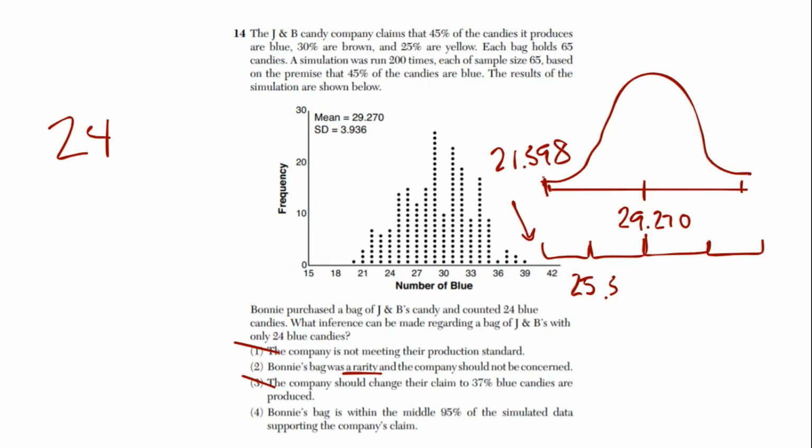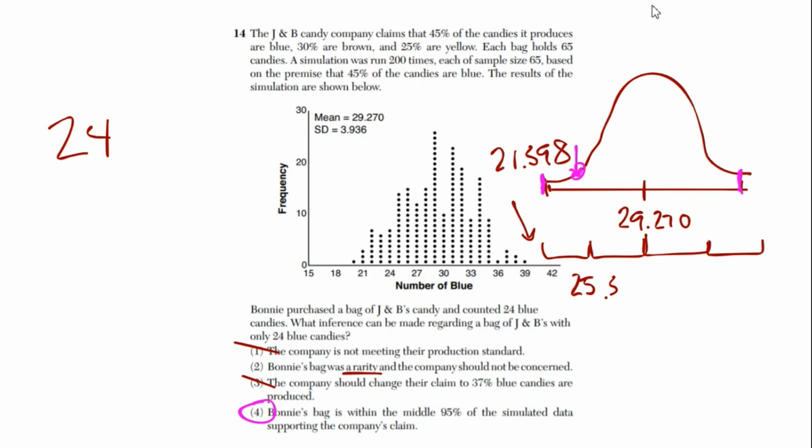So any data that lies in between that and whatever the opposite would be over here lies within the middle 95%. And it just so happens that 24 definitely lies after 21. It's definitely in between those values. It'd be somewhere right here, right? So it's within the middle 95%. But just so you know why number 2 is not right, because they're basically saying, hey, Bonnie's bag was an outlier in this situation. An outlier occurs at 3 standard deviations away from the mean in either direction. Okay, so be careful with that one.